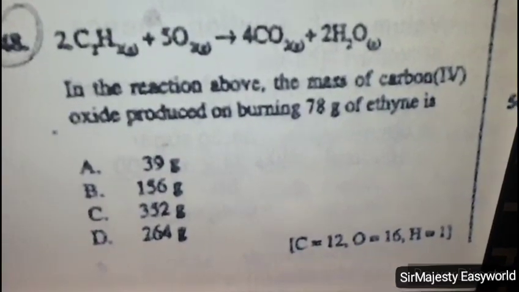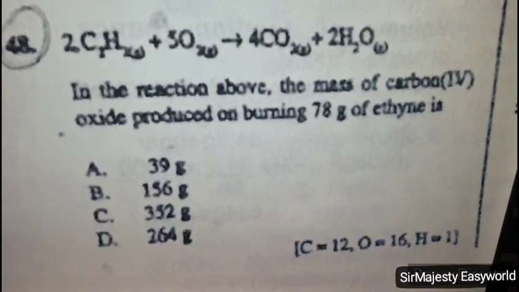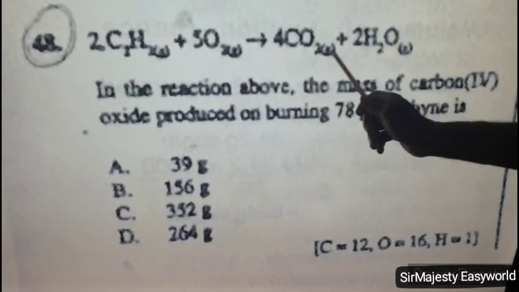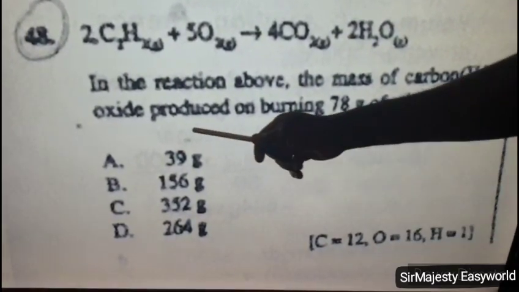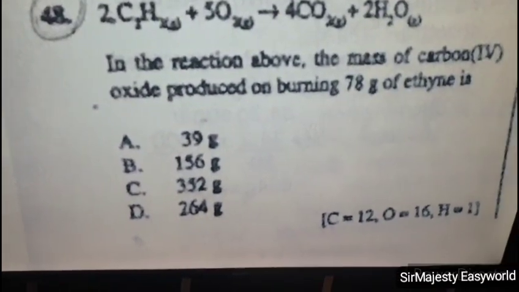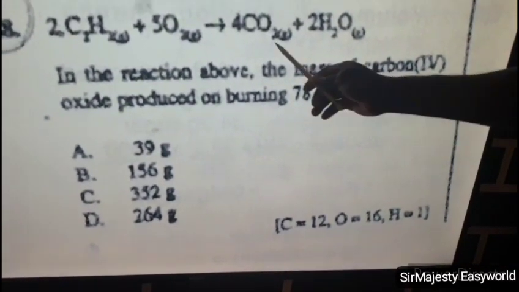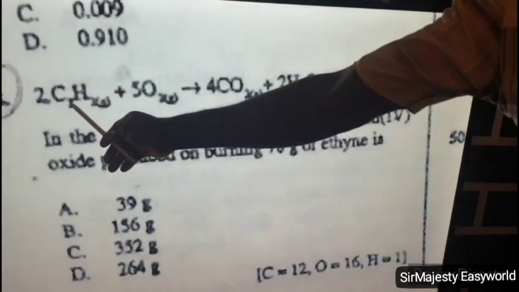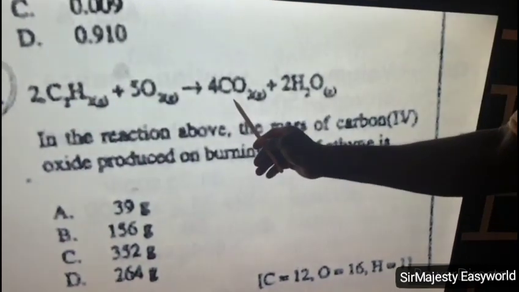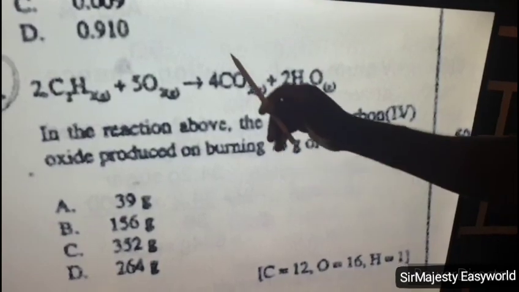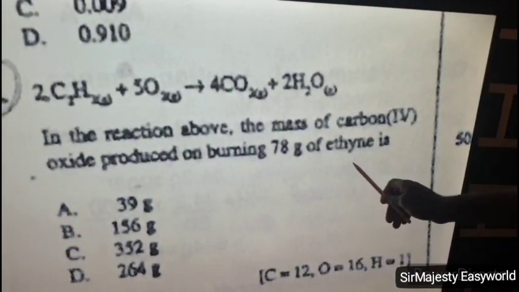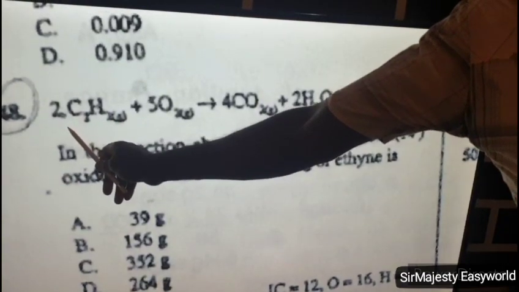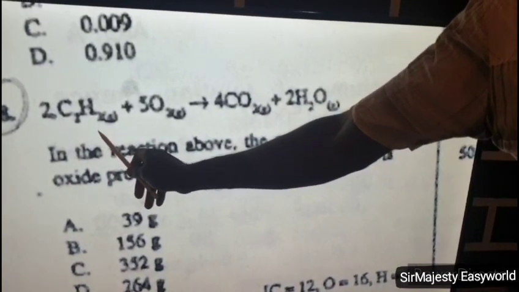So now, the simple thing is that you look at the mole ratio. From the mole ratio, you have 2:5:4:2. Then the question is relating what and what. They say the mass of carbon 4 oxide, that's this and this. So we are using ethane and CO2 because the substance given was ethane. The one we are calculating for is CO2. Therefore, we are using 2 moles of C2H2.